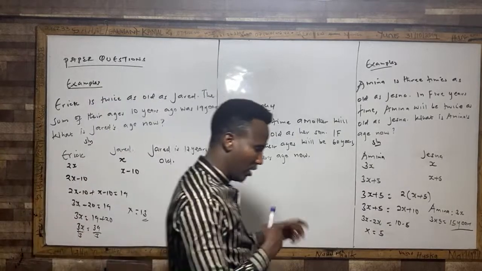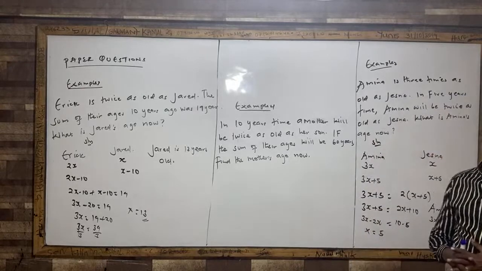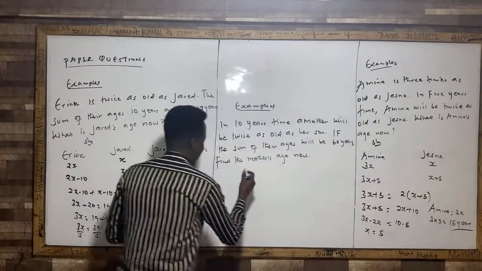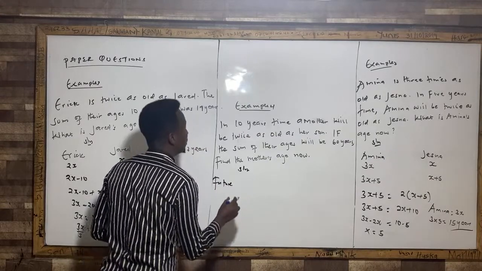Okay, look at this question. These guys are trying to confuse your brain, but these questions are straightforward. These are the kind of questions that will come during the national exam, and they will carry 3 or 4 marks. Remember, we are going to see questions that will lead into quadratic, but these are algebraic questions. In 10 years' time, that's the future, so let me write future, which is in 10 years' time.